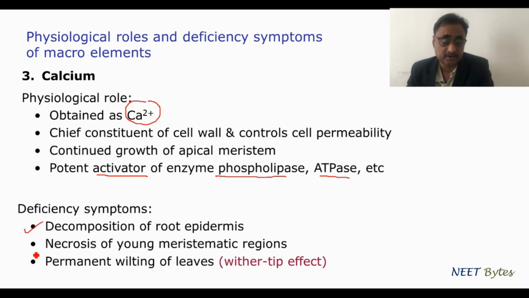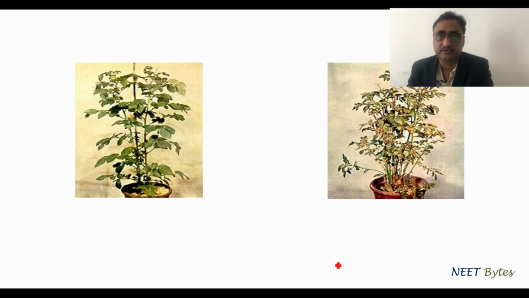The symptoms are the decomposition of the root epidermis, right? Necrosis of the young meristematic region. That is the most important one. What is the meaning of necrosis? The meaning of necrosis is the dying of the cell. Okay. So you see, the growth of the tip of a plant is actually dependent upon calcium. So naturally, when there is a deficiency of calcium, the growth is going to be hampered, and eventually it results in the development of necrosis patches. Okay. Another important deficiency symptom is the wither tip effect. So these are the characteristic features of calcium deficiency, right?